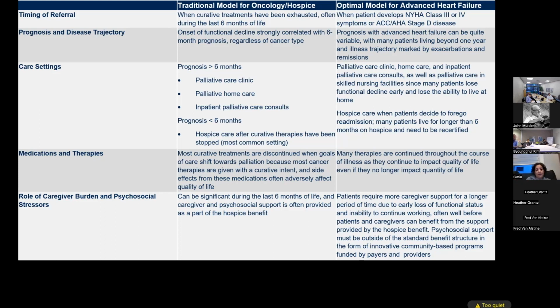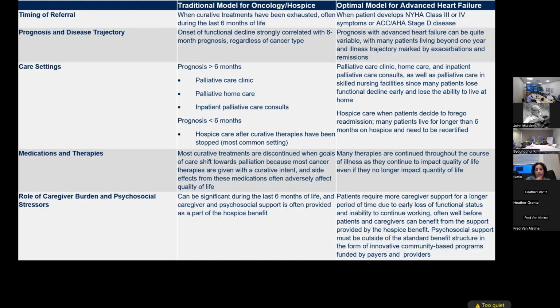So when the prognosis is greater than 6 months, oncology patients are seen in the clinics, and they may have home palliative care, and they might be seeing palliative care while they're inpatient. And hospice really does get involved when we're seeing that decline, and that last 6 months is pretty clear.